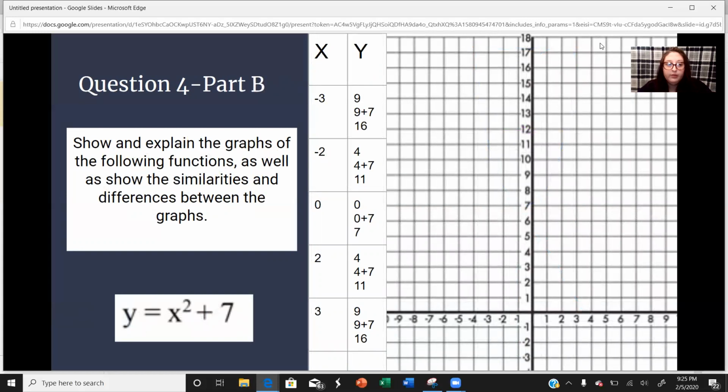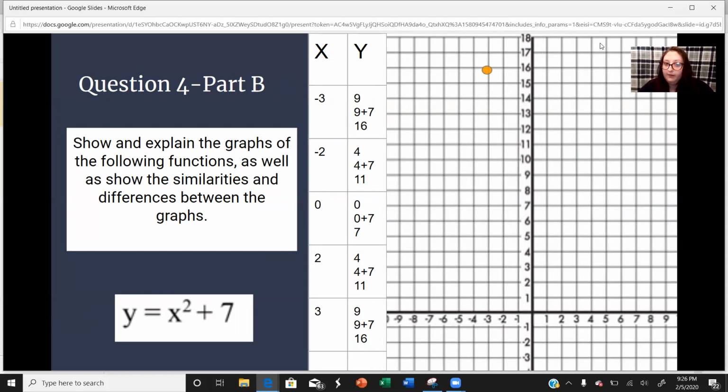Moving on to part B, we've got y equals x squared plus 7. It's going to be very similar to the last one, except you're going to be moving up 7. The math is going to be a little different also. We've still got the same points, -3, -2, 0, 2, and 3. So -3 squared is 9, and then we add 7 to this, so our y point is going to be 16. Our x is -3 and our y is 16, so we go over to the left 3 and up 16.